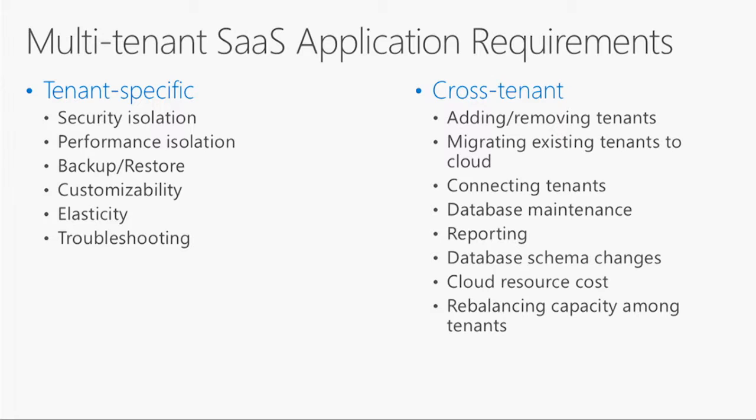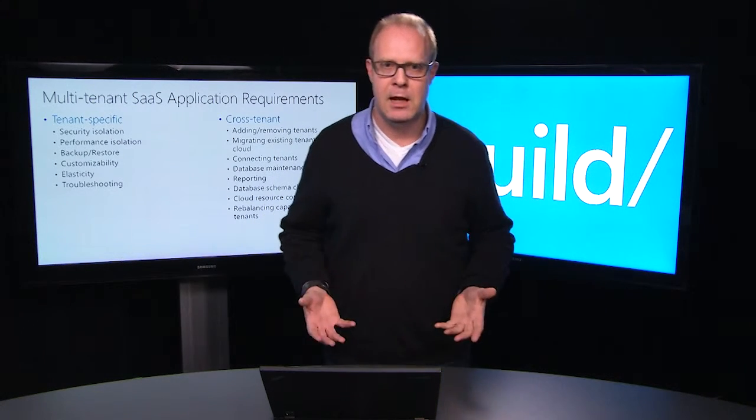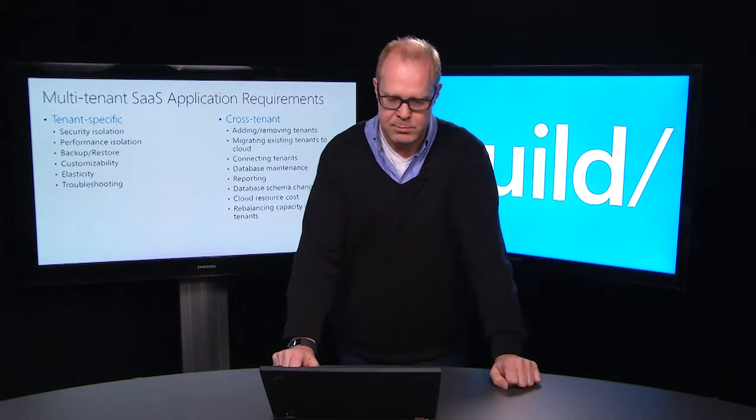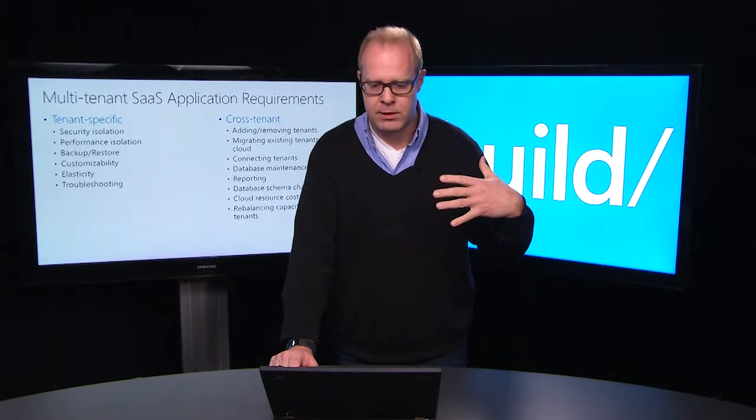A third isolation scenario to think through is backup and restore. So if something goes wrong with one specific tenant, you want to be in a place as the SaaS provider to easily restore that tenant's data back. And then there are other requirements around customizability and troubleshooting on a per tenant basis. And last but not least, elasticity. So if one of your tenants grows over time, you want to have the ability to scale up the capacity for that specific tenant. So that gives you some sense around the tenant-specific requirements.